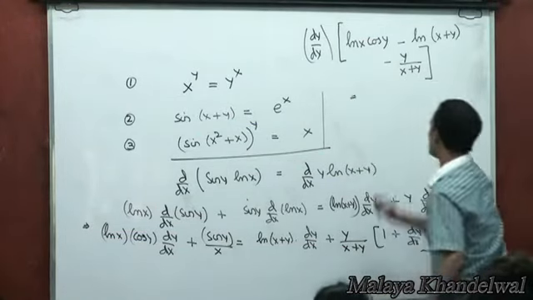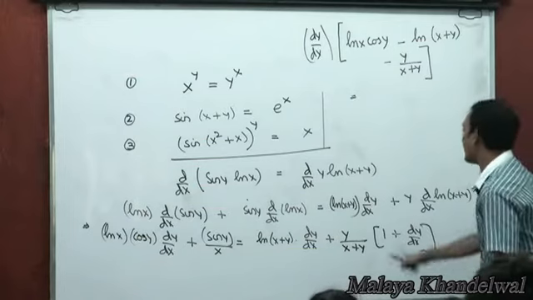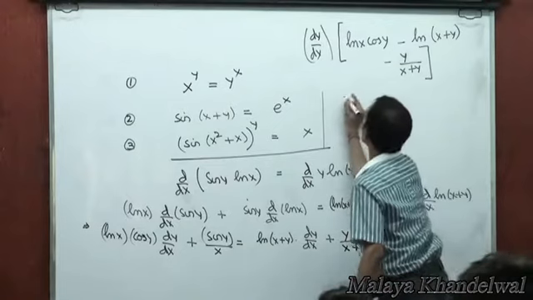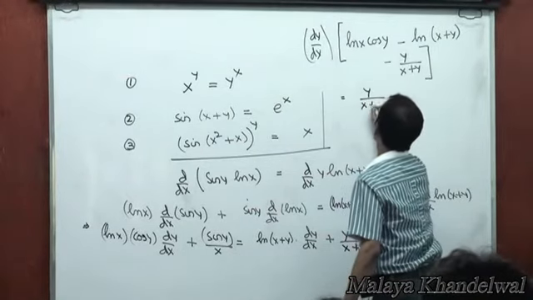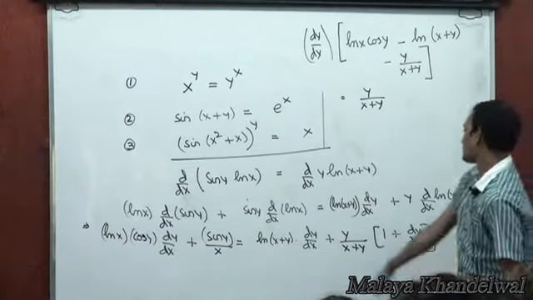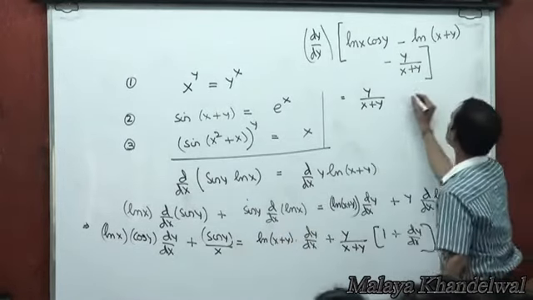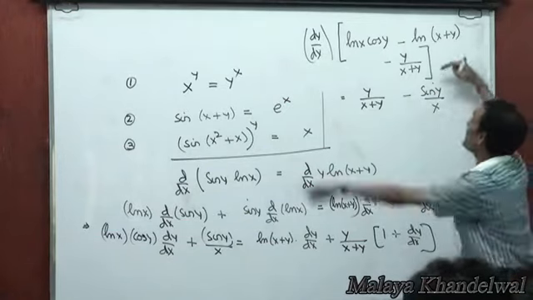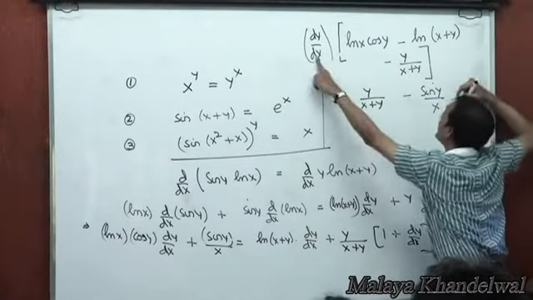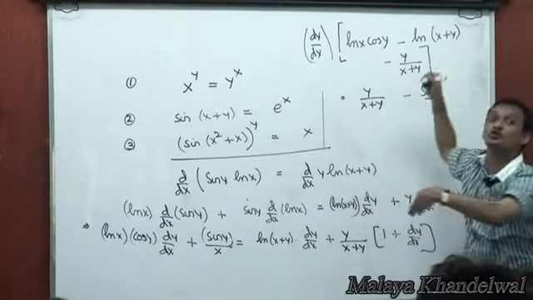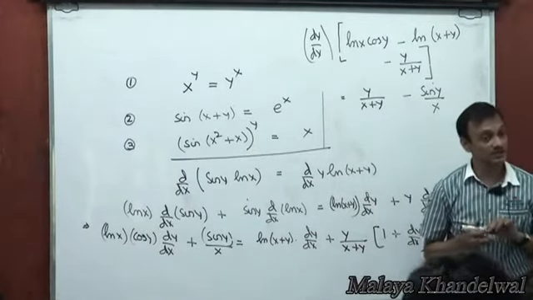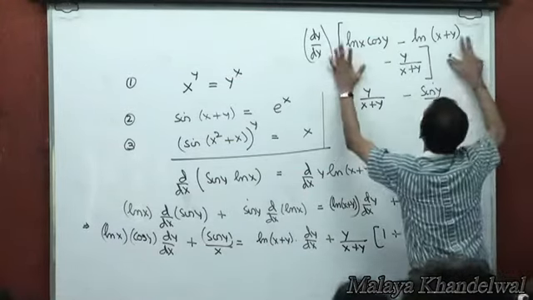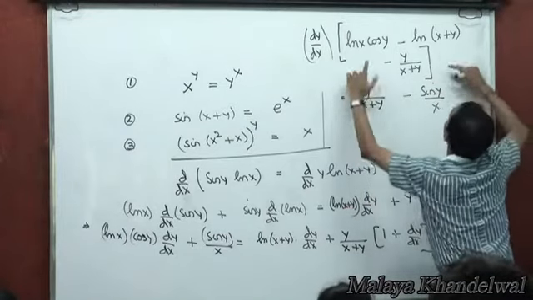And then on the right hand side, we have y by (x plus y), minus sin y by x. So dy/dx into this is this. So what's dy/dx? This divided by this. That's going to be dy/dx. Are you there with me? Last part I simply said dy/dx into this is this. So what's dy/dx? This divided by this.